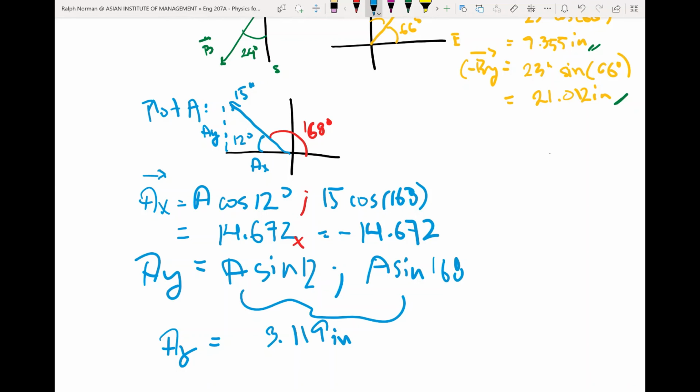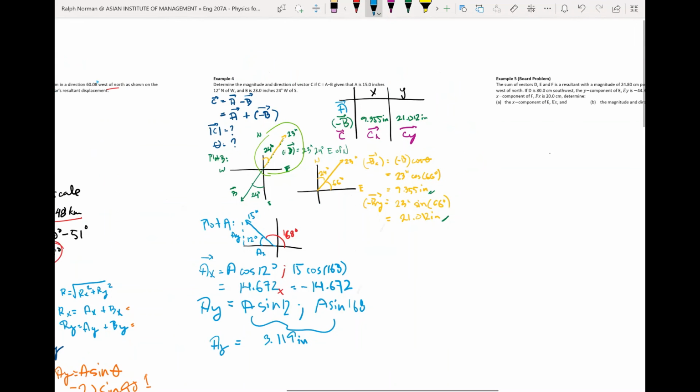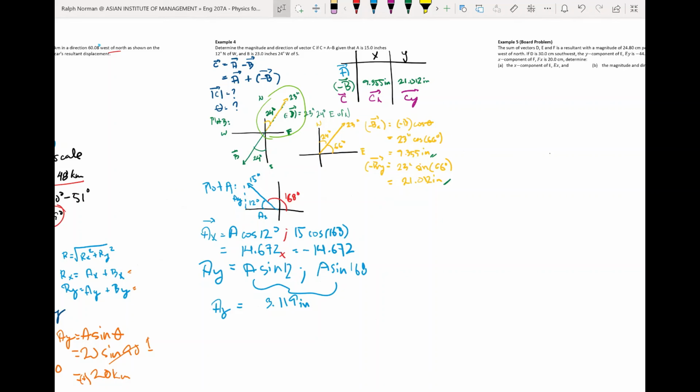It seems to me we now have both yung x and y components natin. So let's just write that down. We have yung AX as negative 14.672. Guys, if you have questions right now, I'm not seeing them kasi naka full screen lang ang notebook ko. So I'll be seeing it once I'm done answering this. And the AY here is 3.119 inches. Then the rest is history. All we have to do is just plug and play.